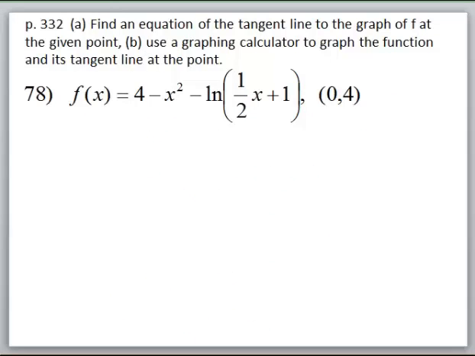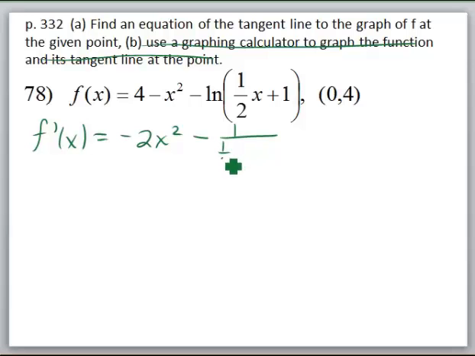Okay, in this problem, I'm not going to use the graphing calculator, and you don't need to do that either. What we are going to do is find the equation of the tangent line of f at the given point. So I'll just jump right in by finding the derivative because that would give me my slope. The derivative of 4 is 0, and the derivative of negative x squared is negative 2x. Then I have minus 1 over the 1/2 x plus 1, and then I'll multiply that times the derivative of the 1/2 x plus 1, which is 1/2.